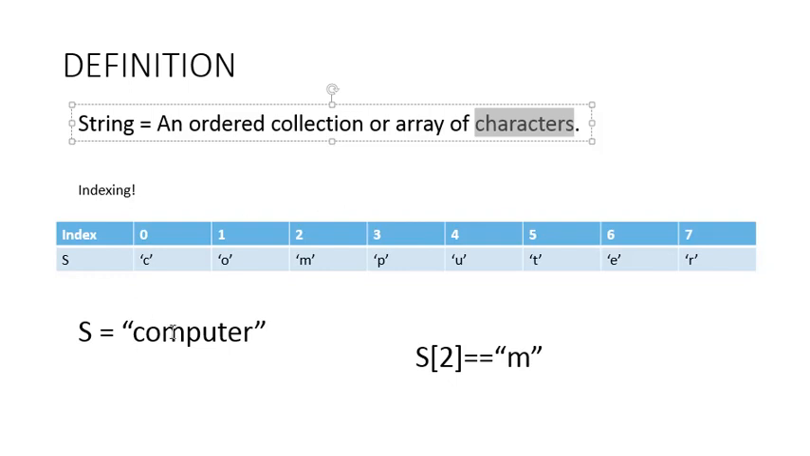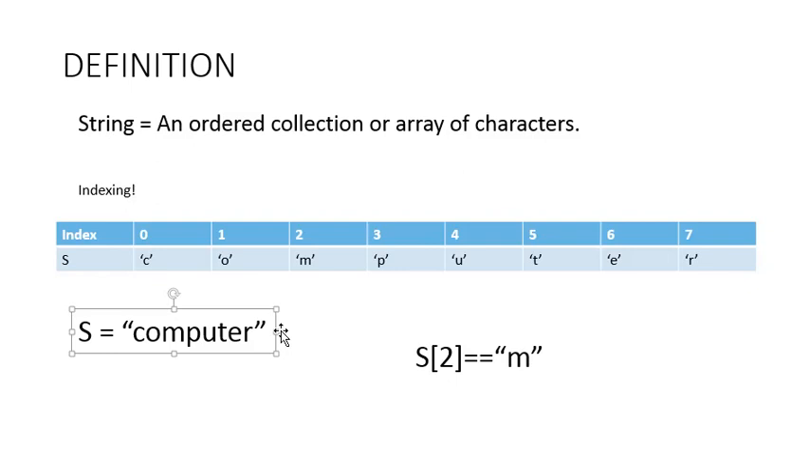So I can define, in both pseudocode and OCR, a string by assigning a variable, in this case s, using a single equals, and then in quotes, which can be single or double quotes, the value that I want to assign the string, in this case the word computer.